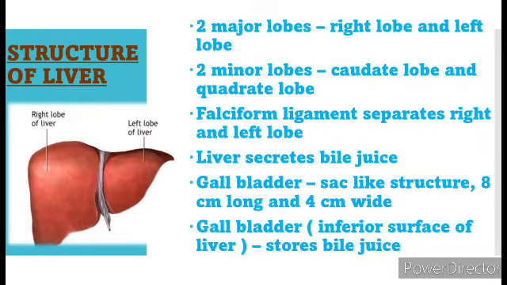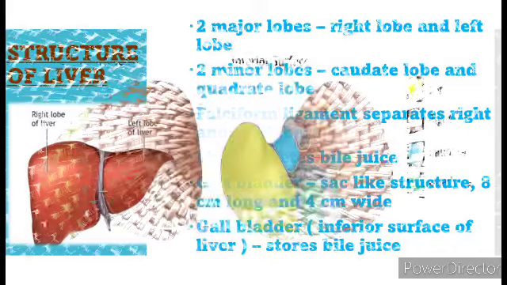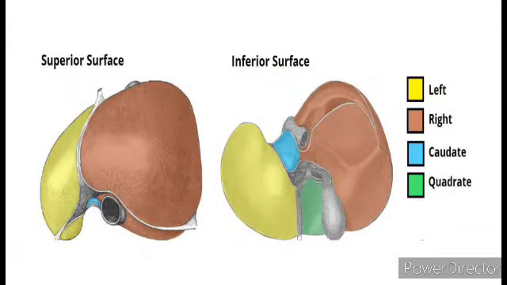Let's see the structure of the liver. Liver consists of two major lobes, two minor lobes. Two major lobes are right and left lobes. In right lobe itself, there are two minor lobes present. One is caudate lobe, another one is quadrate lobe.